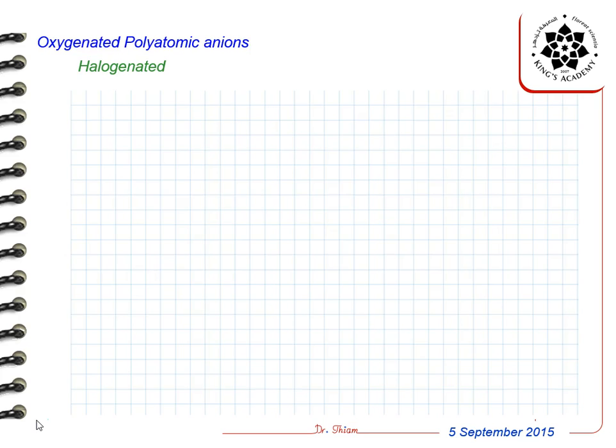And after this, we should be done with learning naming ionic substances, pretty much. Okay, so let's get to it. Oxygenated polyatomic anions that are halogenated. Again, remember the halogens? They are elements of group 17. Now, in order to name these ionic substances, it's actually pretty easy and straightforward.